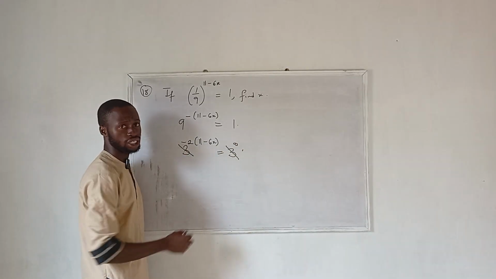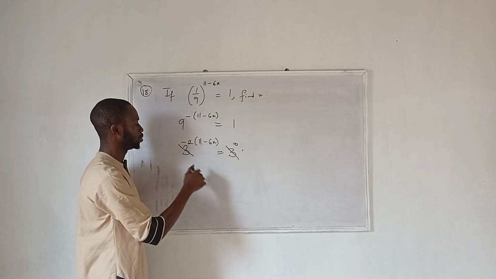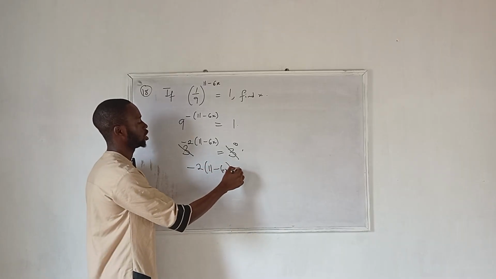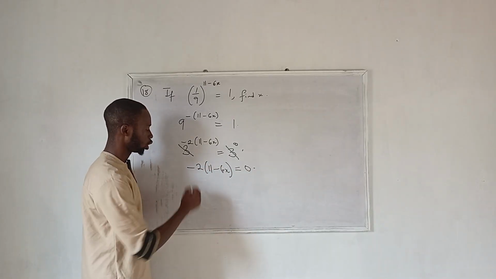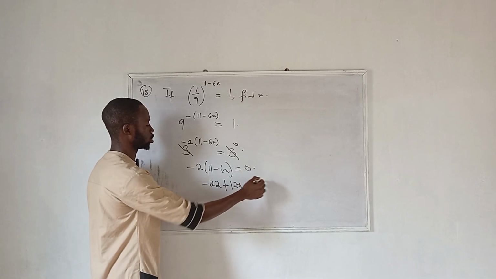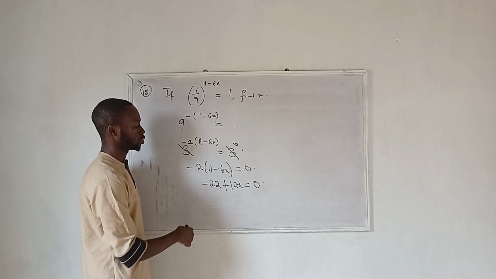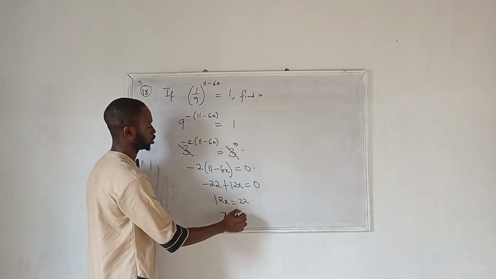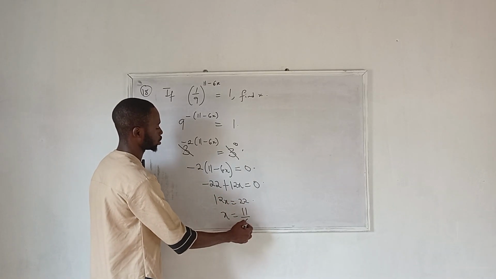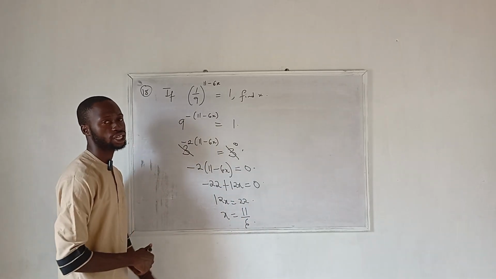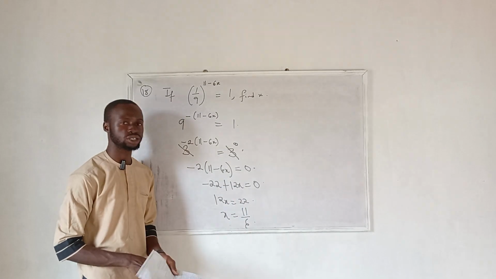Then 3 cancels 3. Bring the power down: minus 2 into 11 minus 6x equals 0. Opening the bracket, we have minus 22 plus 12x equals 0. Then when you collect like terms, you have 12x equals 22, then x equals 11 over 6, because if you divide 22 by 2 you get 11, and 12 by 2 you get 6. The answer for x is 11 over 6.